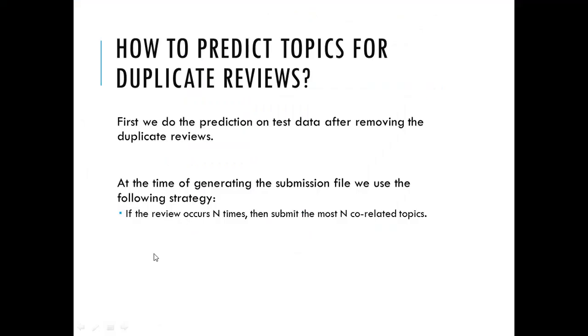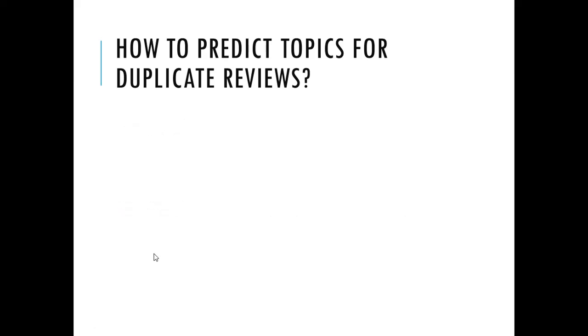Only thing left is how to predict the topics for duplicate reviews. First, we do the prediction on test data after removing the duplicate reviews. At the time of generating the submission file, we use the following strategy. If the review occurs n times, then submit the most n correlated topics. We'll understand this with the help of an example.